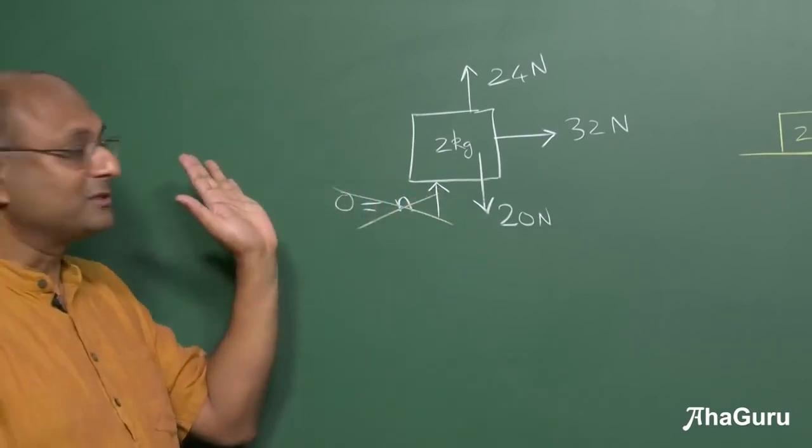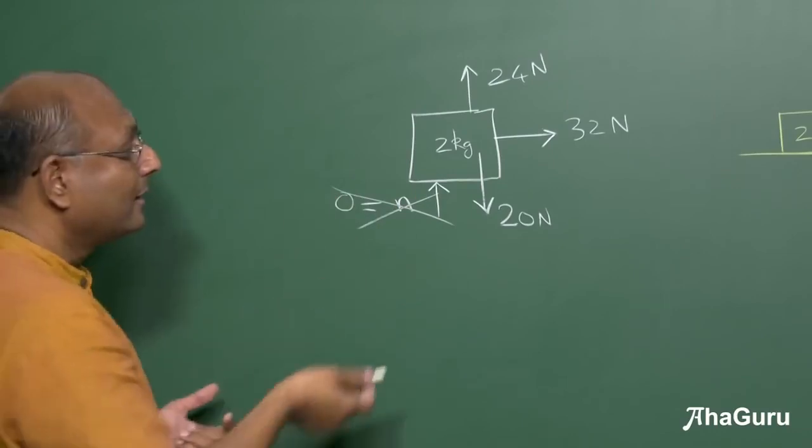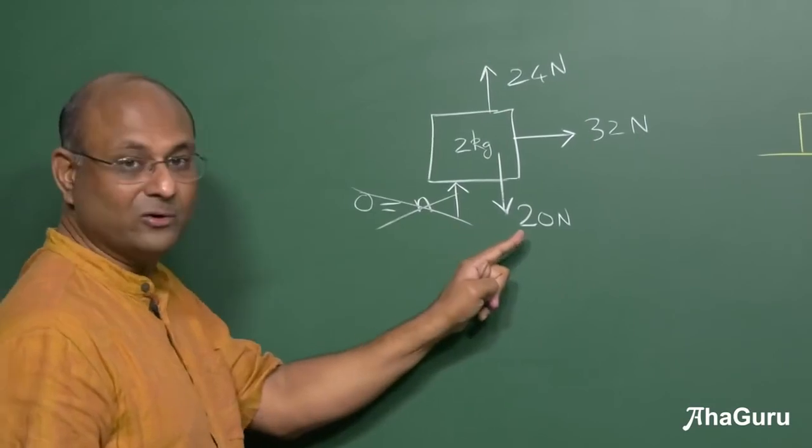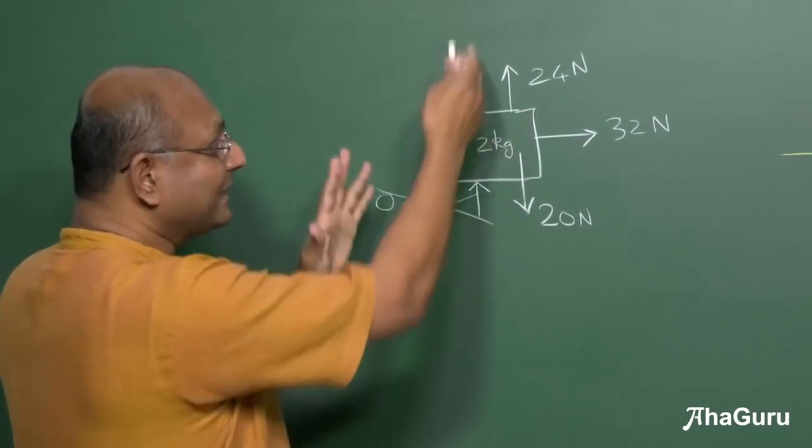There is no normal force. Well, there is, we call it 0. What is the net vertical force? 4 newtons. 24 newtons up. That's it. That 4 will remain 4.